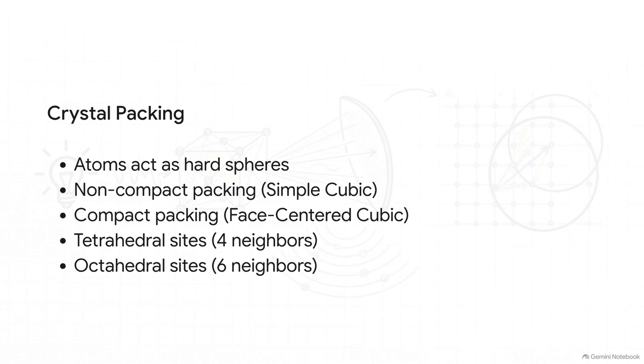And here's the cool part. When atoms pack together like this, they create very specific geometric gaps or interstitial sites. If a gap is surrounded by 4 atoms, it's a tetrahedral site. Surrounded by 6, that's an octahedral site. This hidden geometry dictates exactly where smaller ions can sneak in and fit, all based on their ionic radii.